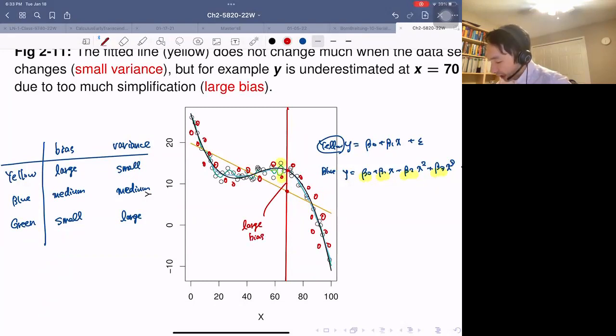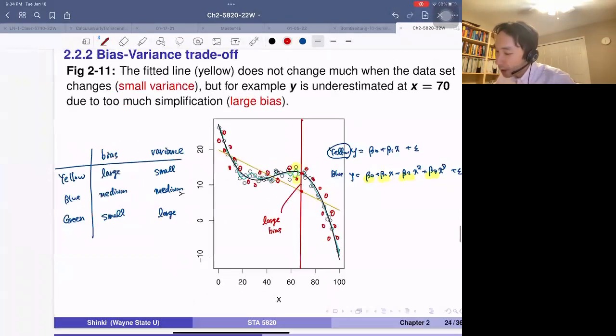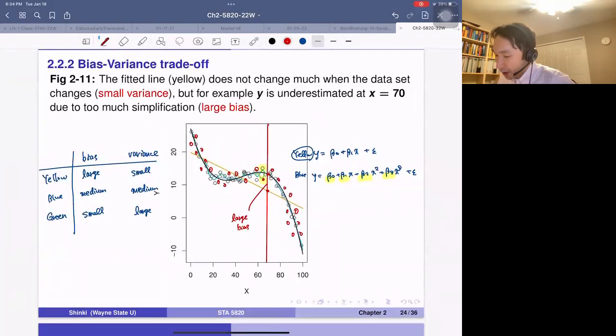Green one, it's volatile, but the bias is small, right? Sometimes the blue one looks smaller, but actually on average, if we take the expectation, the green one has the smallest variance. So this is another explanation of the trade-off between squared bias and the variance.